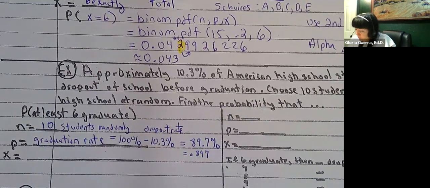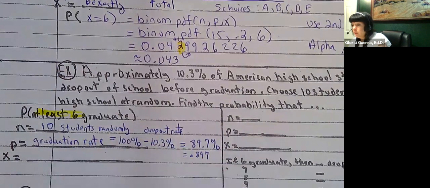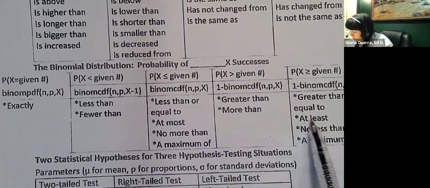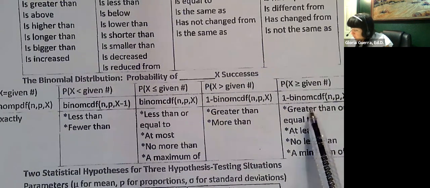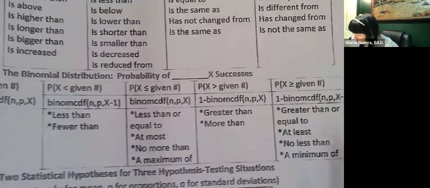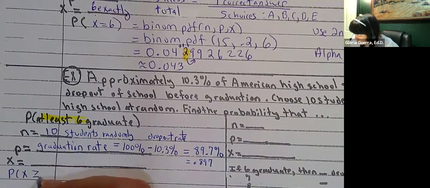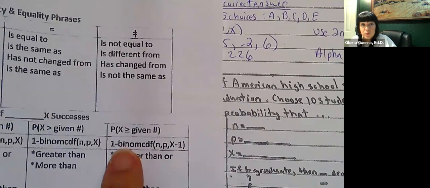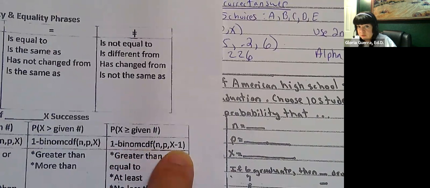Let me look at the vocabulary. At least 6. So go to my vocabulary, right here, at least. So probability X is greater than or equal to 6 is equal to, and here's the formula. It says complement: 1 minus binomial CDF in P, and then you need another X minus 1.